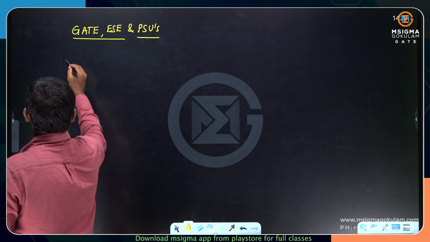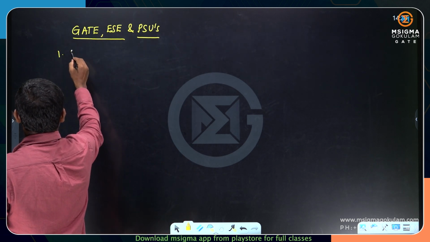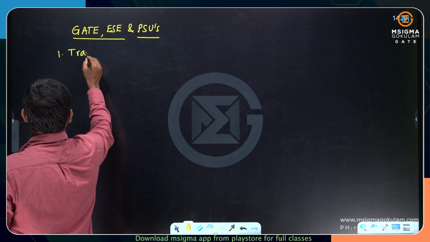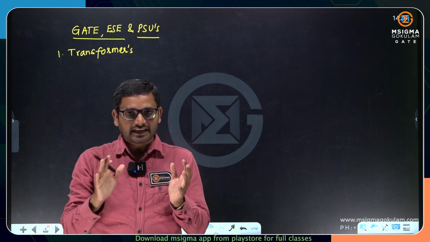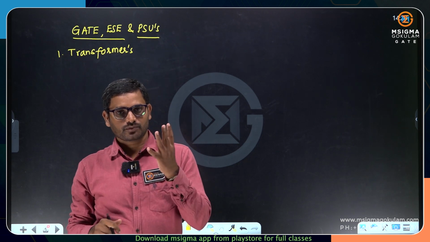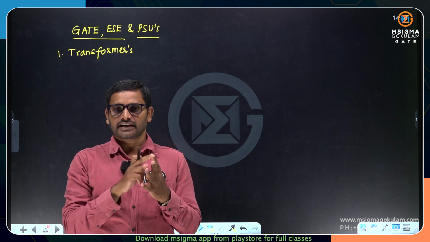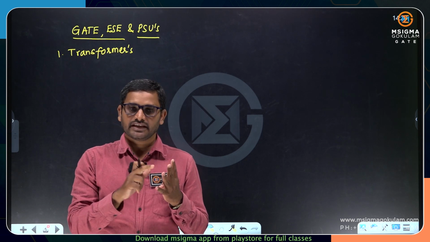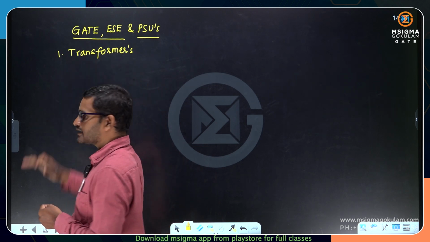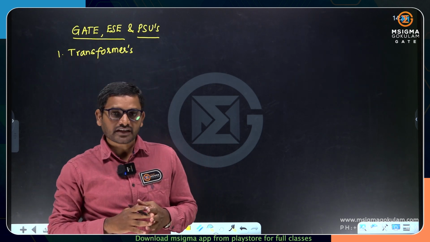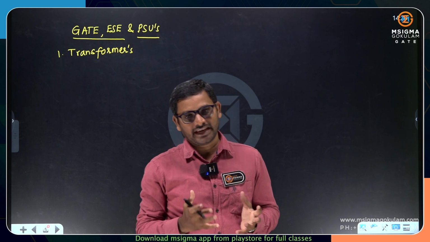So let me write here, the first topic is transformers. As I said, the total electrical machinery subject is divided into 4 parts, and I am repeating once again: transformer, DC machines, induction machines and synchronous machines. So in the first part, in the transformer, what are the very important areas?